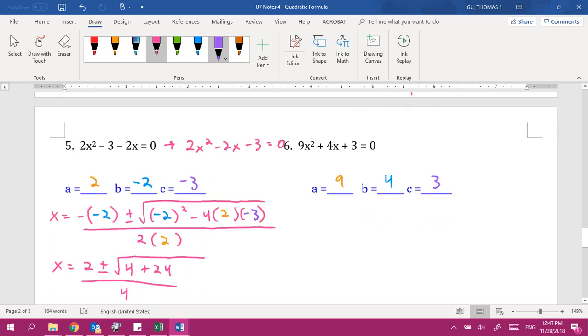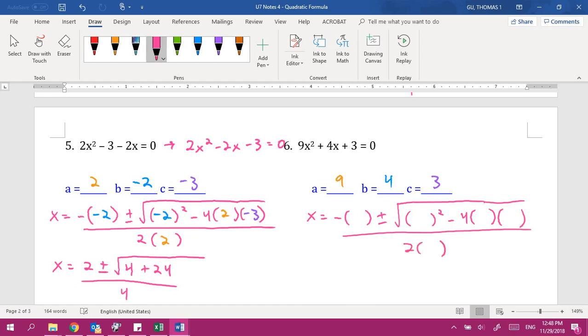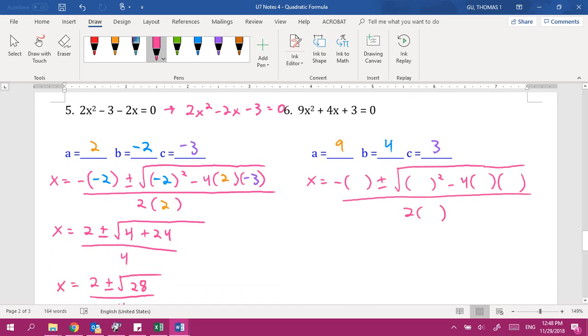Alrighty. So let's set up this equation. The formula: x equals negative b plus or minus the square root of b squared minus 4 times a times c, over 2a. Let's fill in these parentheses. What goes in the very first blank? 4. Is it negative? No, it's positive. Then what goes in the parentheses inside the square root? 4. What goes next to this 4? 9. And the last one next to that 9? 3. And what's on the bottom? 9.